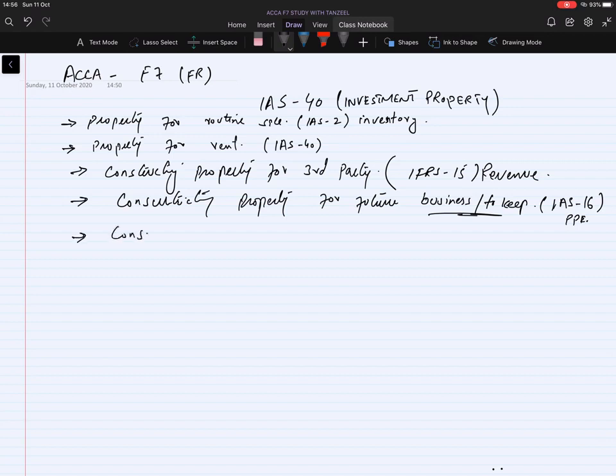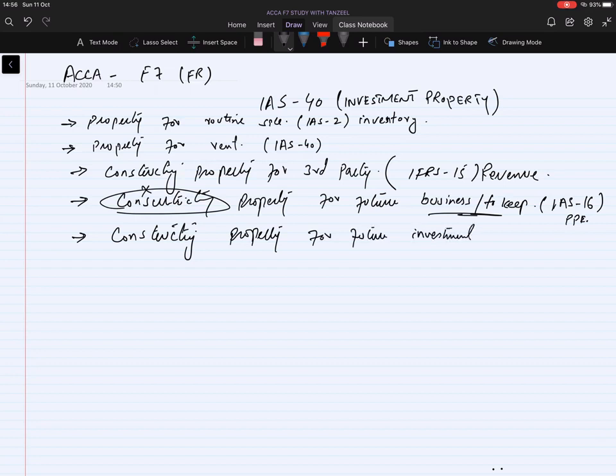But if you are constructing a property for future investment, excuse my spelling, it's just constructing. If your intention is that you are constructing a property to earn rent money, or to dedicate this property to earn rent, it means you consider this as investment property, then you apply IAS 40 on this. Even during the construction, you apply IAS 40.